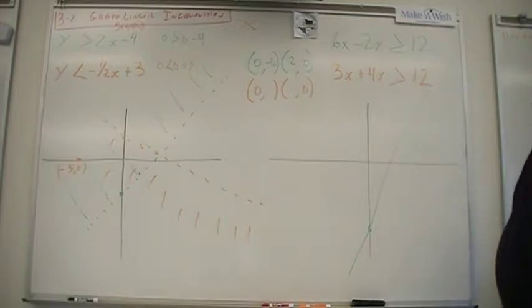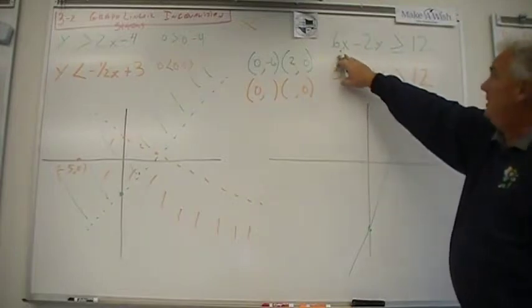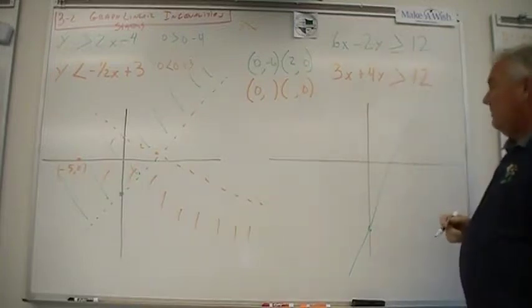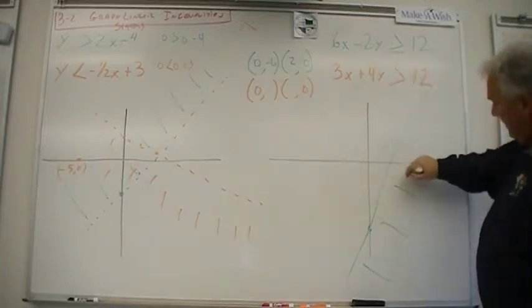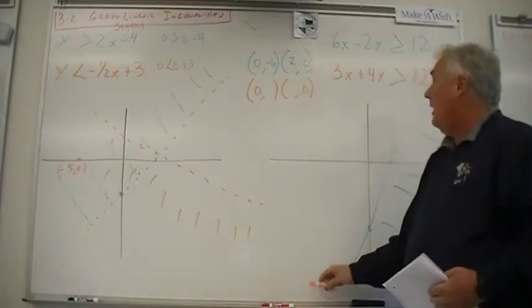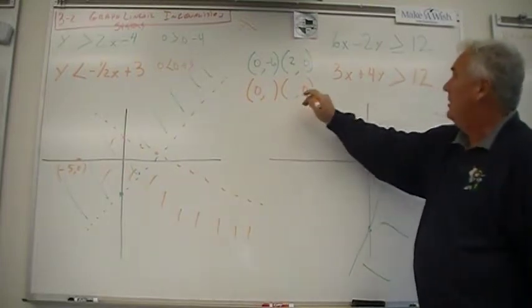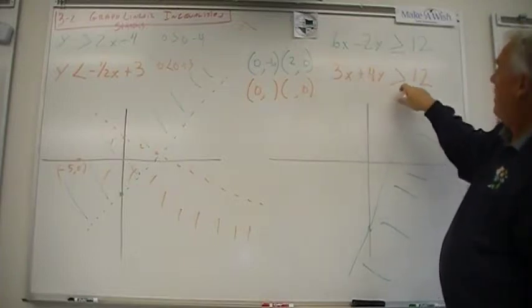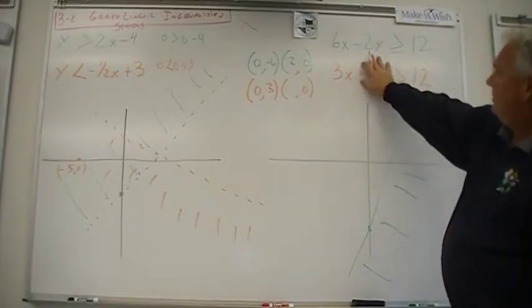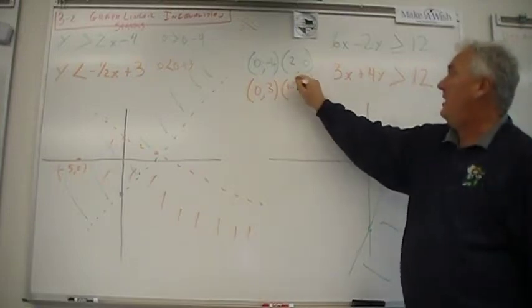Which side do we shade? Well, substitute 0, 0 in for this. 0 minus 0 is 0. Is 0 greater than 12? No. So that means we're shading this side. Okay? Standard form for the second one. X is 0. So 0 goes there. 4y is equal to 12. Y will be 3. 0 for x. Sorry, 0 for y. 3x is 12 and 4.